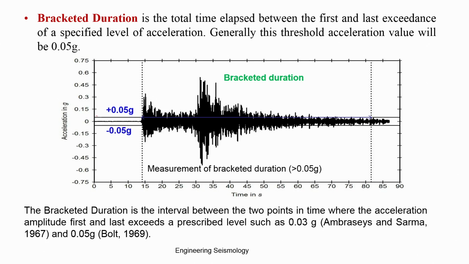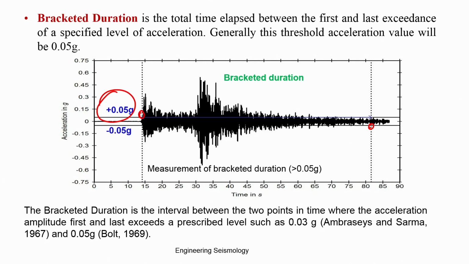which may be positive or negative. You can draw lines at 0.05 and minus 0.05. Then you can see which is the first signal crossing. That point you can consider as the starting point of the bracketed duration. Then you see where it ends; it ends at this place. This will be considered the end point of the bracketed duration. So the bracketed duration is basically this minus this. That is called the bracketed duration.